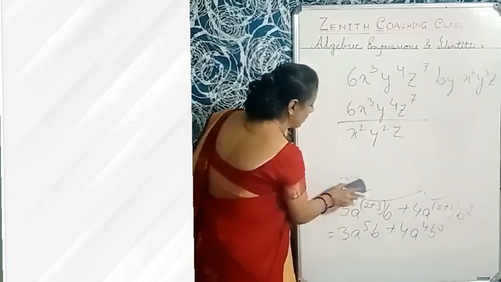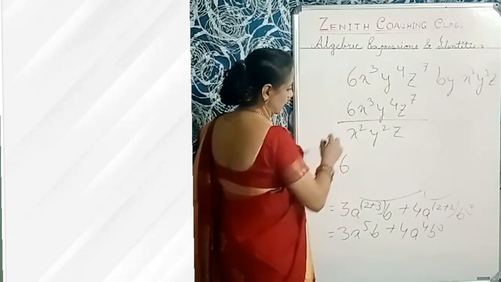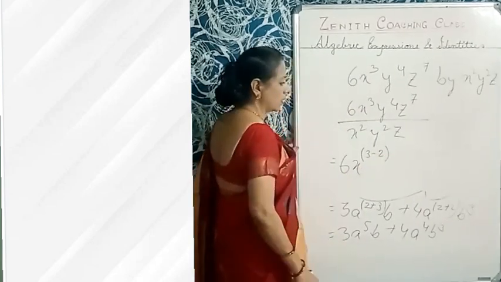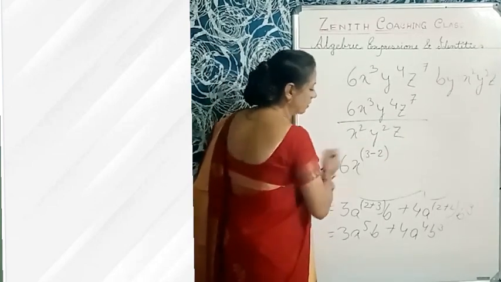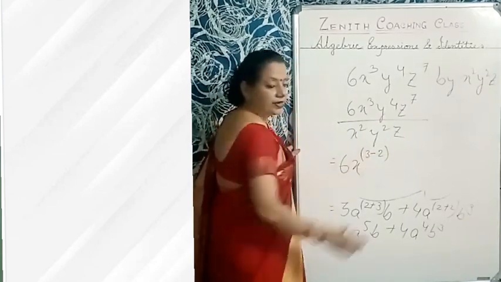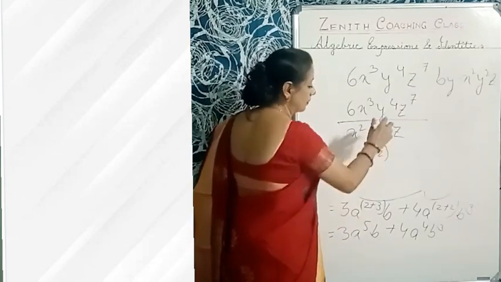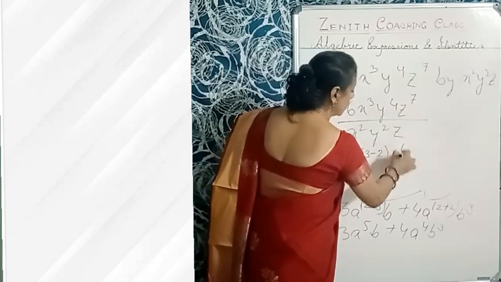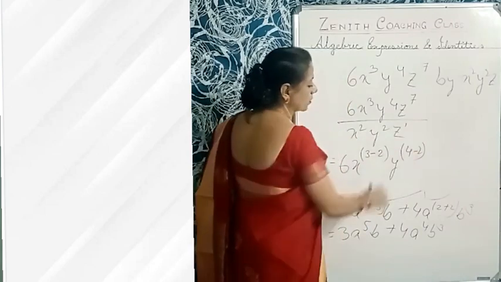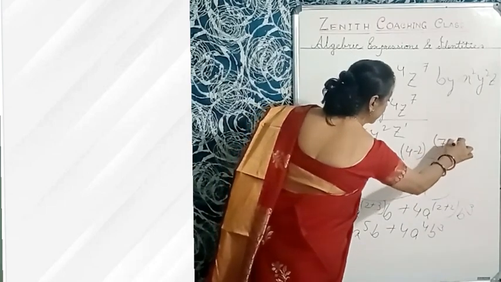6x cube y to the power 4 z to the power 7 divided by x square y square z. So what do we have to write? You will write the coefficient, 6. Now x to the power 3 minus 2. Ma'am, why is there a minus sign? You told me to plus. In the sums of multiplication, the power is added, and in division we have to subtract the power. So here y to the power 4 minus 2. Then here there is nothing at the power, so we consider it 1. So z to the power 7 minus 1.